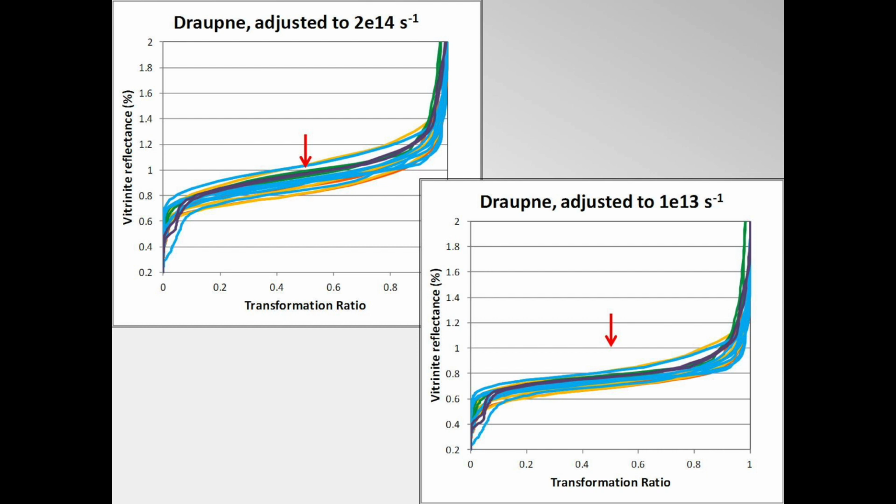Here we see a comparison between the Draupne samples adjusted to 2E14 and adjusted to 1E13. We see two things happening. First, the clustering is tighter when we lower the A factor. Second, the vitrinite-reflectance value at which oil generation occurs is lower when the A factor is lower, just as we had discussed before. You could see that easily because the point of the red arrow is at the same point on both plots.